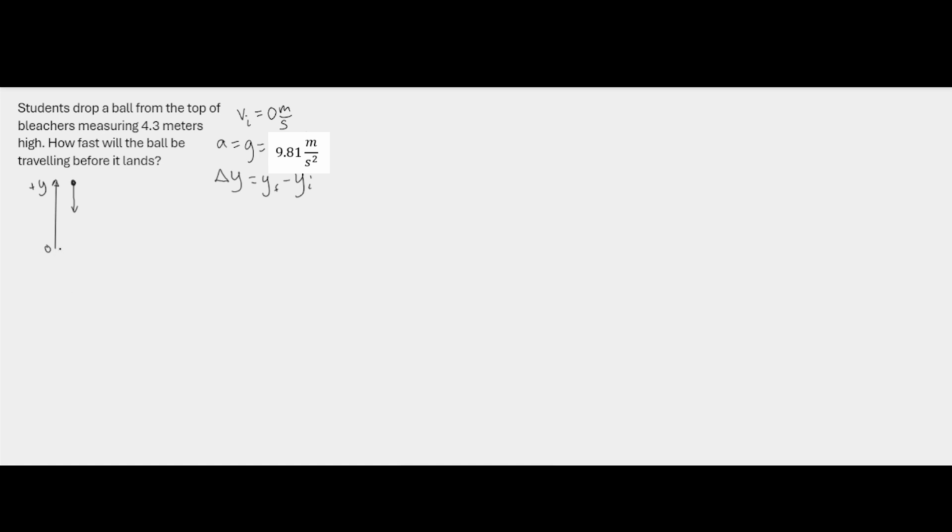Well, my final is actually here at the ground, at 0. So my final is 0. And where did I begin? Well, I began at 4.3 meters high. So y final minus y initial means 0 minus 4.3 meters. And this tells me then that my delta y, my change in y, is in fact negative 4.3 meters. So this is our starting information.